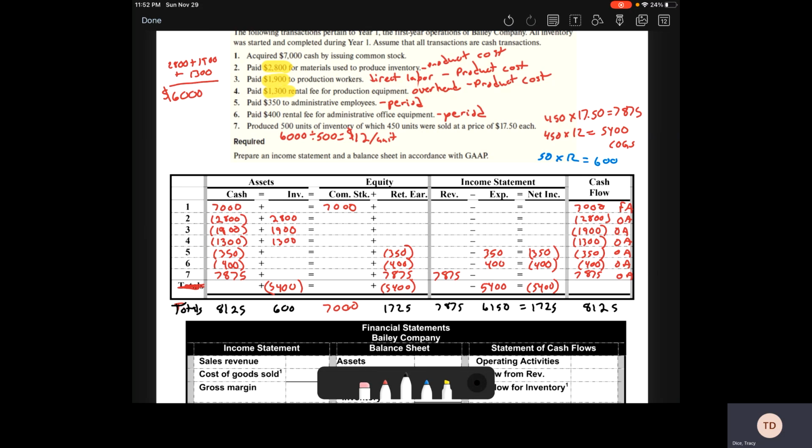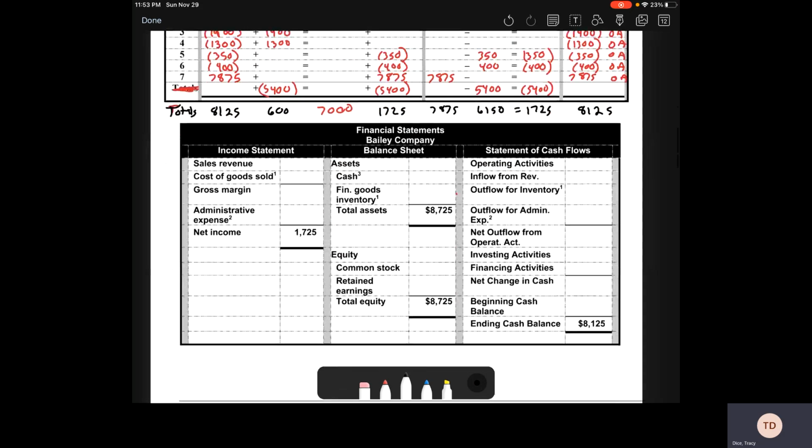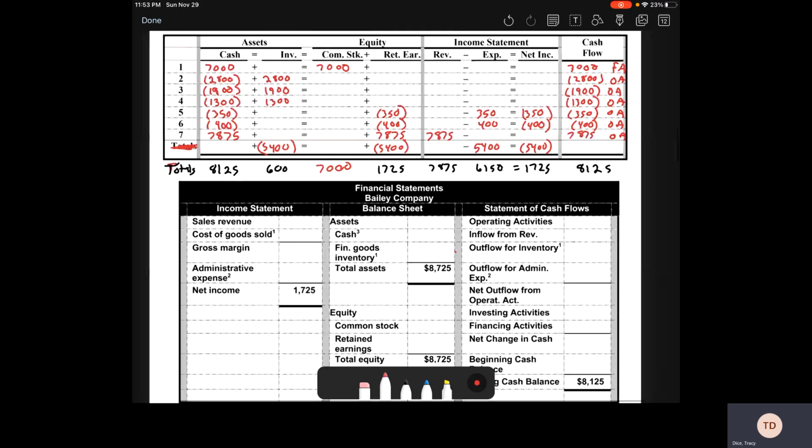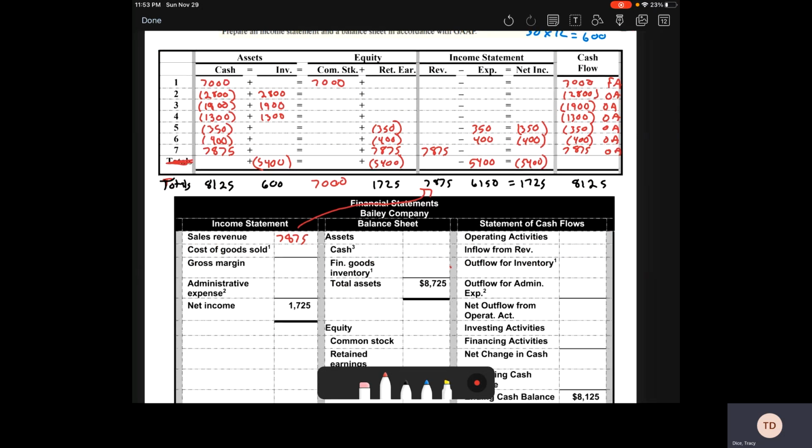All right, so now we have to actually fill out and prepare the income statement and balance sheet in accordance with GAAP. So I'll have some in here for you. Our income statement, sales revenue, right there. We just look right up here. So we get 78.75. Cost of goods sold. Well, we figured that out up here. That's 5,400. Which is then going to give me a gross margin when we do the subtraction of $24.75.